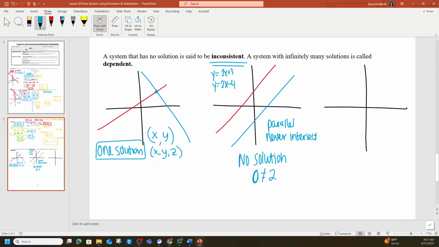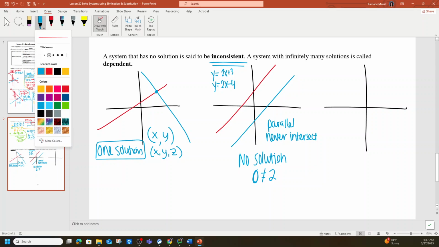You guys would have realized that on these ones, so they're considered inconsistent. Okay with that terminology? A system with infinitely many solutions is actually called dependent, and I want to show you what this would look like. You don't get to actually say just infinitely many, because it's not just infinitely many. The variables are still dependent on each other.